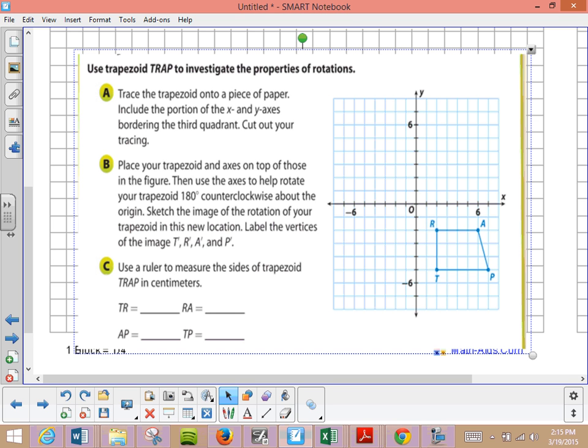Well, there's axis. Well, axes. There's two. Place your trapezoid on the axes on top of those in the figure. Don't worry about the rest. Then use that to help rotate your trapezoid 180 degrees.